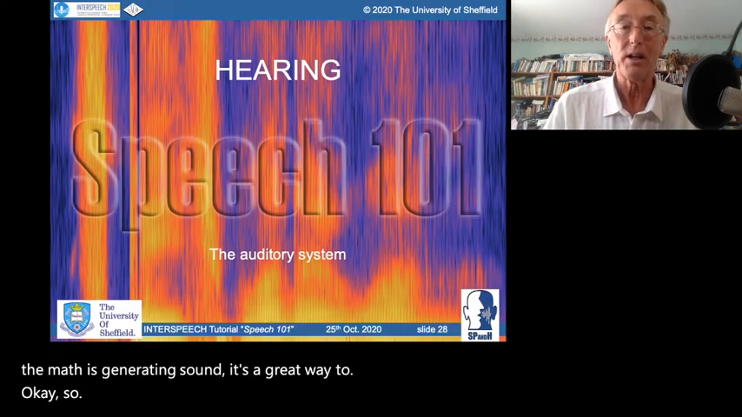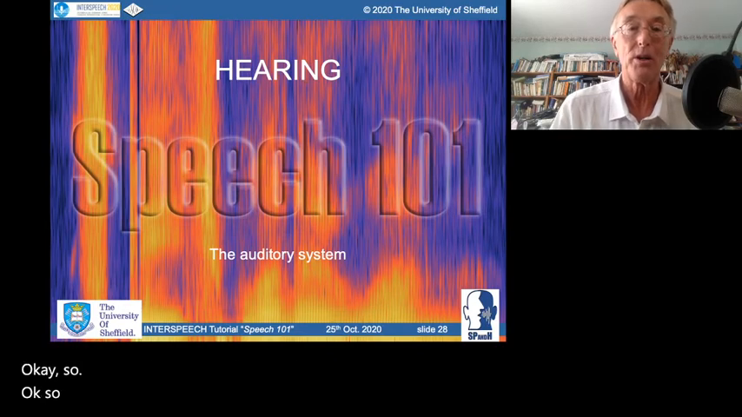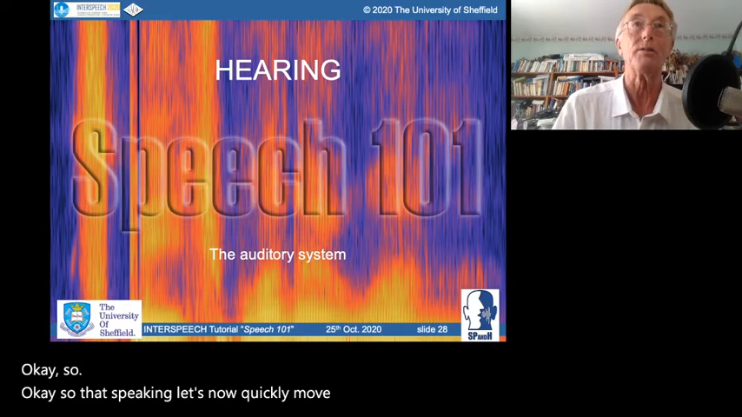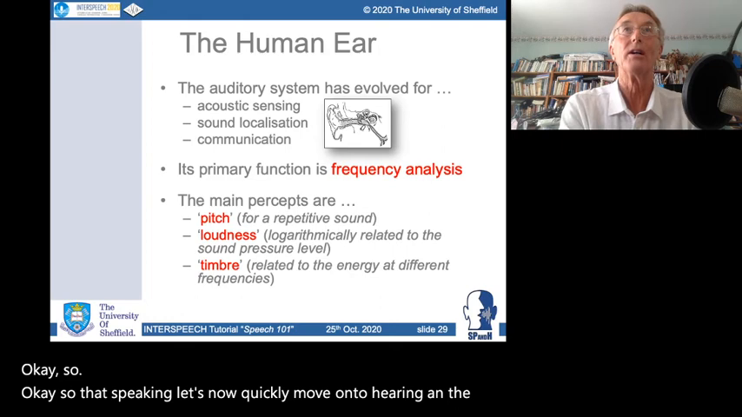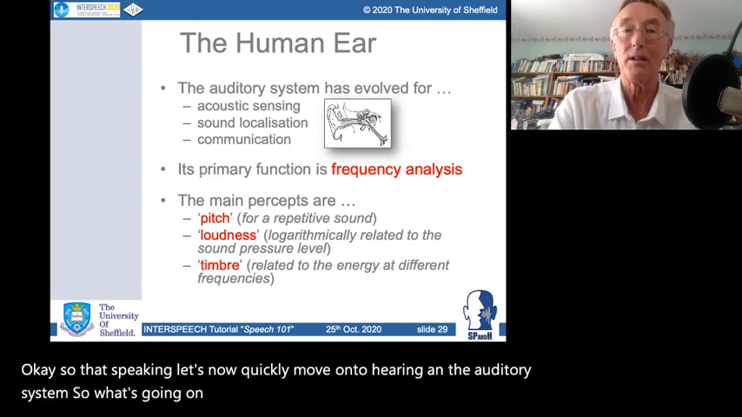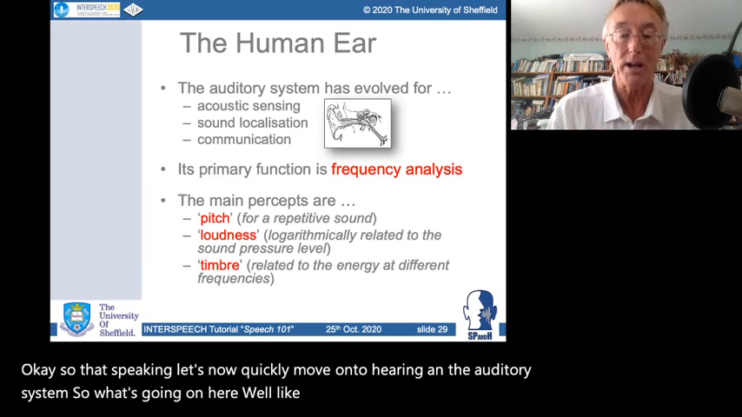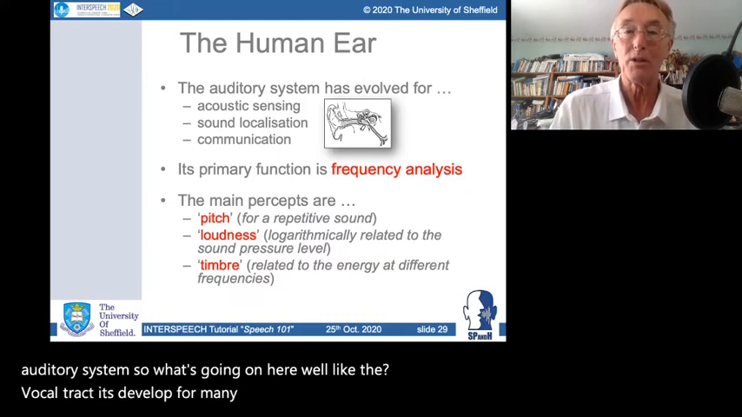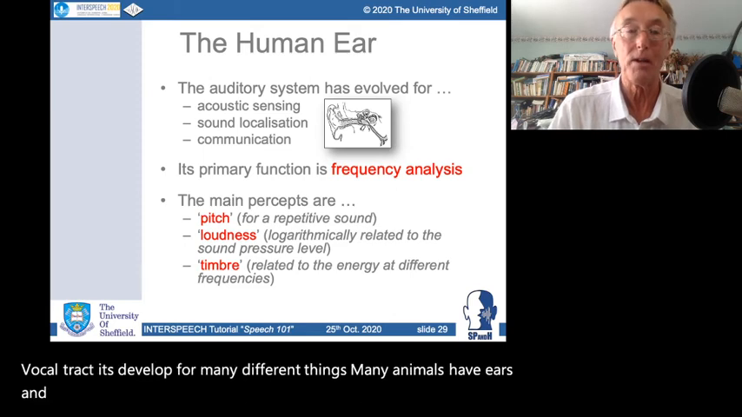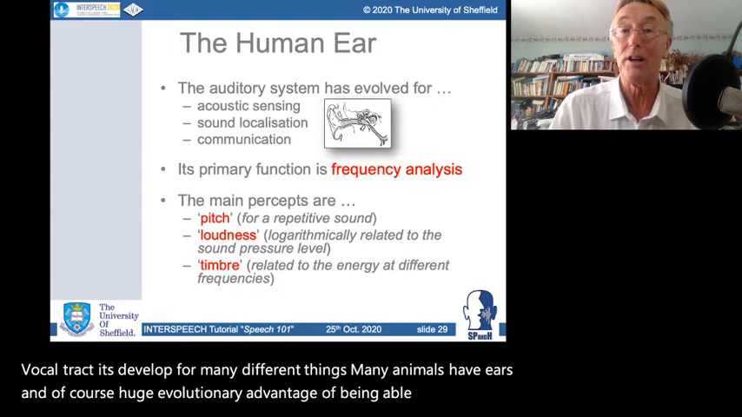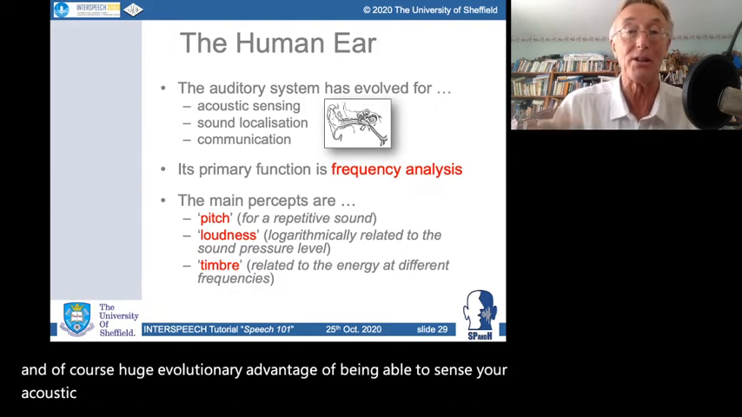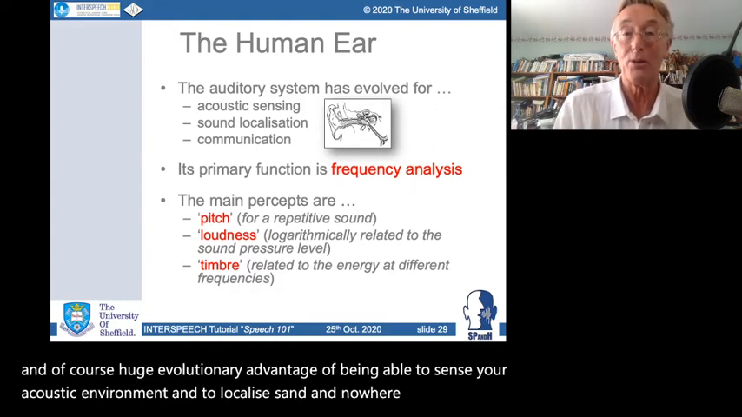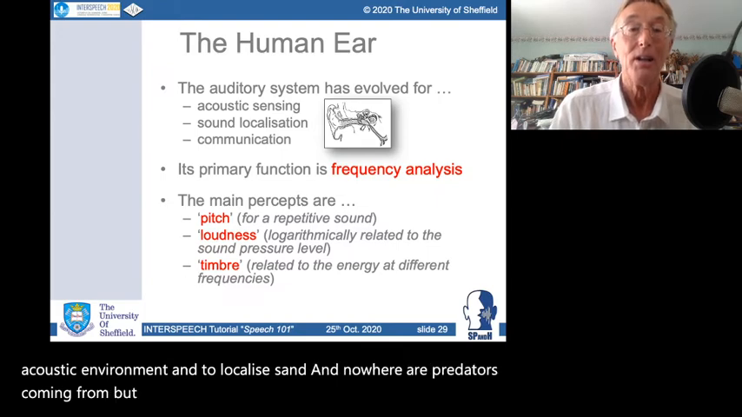Okay, so that's speaking. Let's now quickly move on to hearing and the auditory system. So what's going on here? Well, like the vocal tract, it's developed for many different things. Many animals have ears, and of course, there's a huge evolutionary advantage of being able to sense your acoustic environment and to localize sound and know where a predator's coming from. But also, of course, it's used for communication.